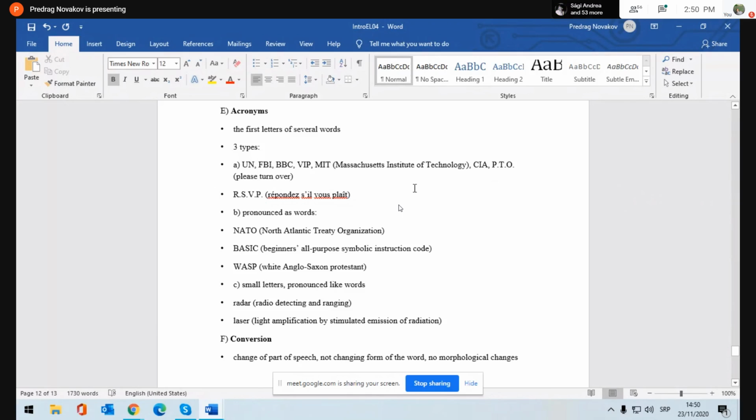So, PTO, it means please turn over, perhaps at the end of the page. You write this, it means there is more on the next page, please turn over. And finally, French, RSVP, répondez s'il vous plaît. It means what? Where do you have this acronym? And it actually means what?